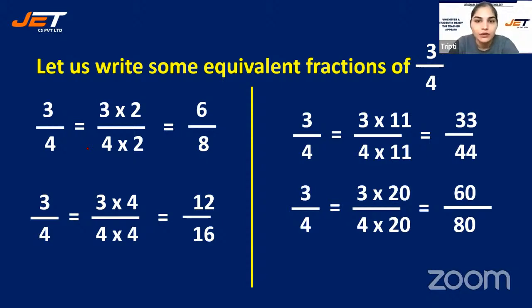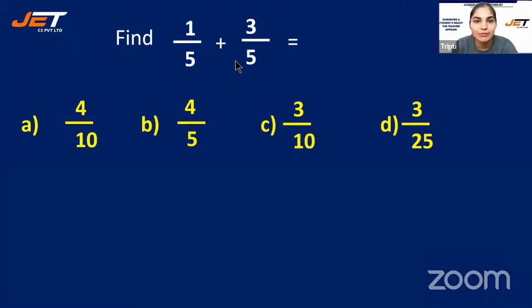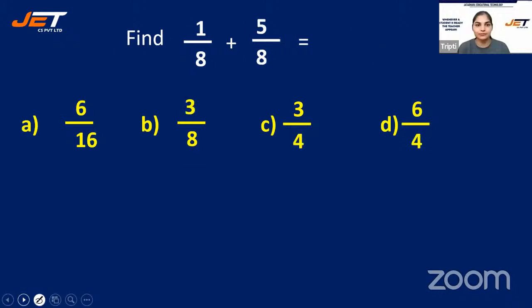Now, over here, 1 by 5 plus 3 by 5. What is 1 by 5 plus 3 by 5? I told you, when you add the fractions, you just add the numerators. You do not add the denominators. So here we will add only the numerators. 1 plus 3 is 4. 5 will be as it is. So 4 by 5, not 4 by 10. 4 by 5 is the correct answer here.